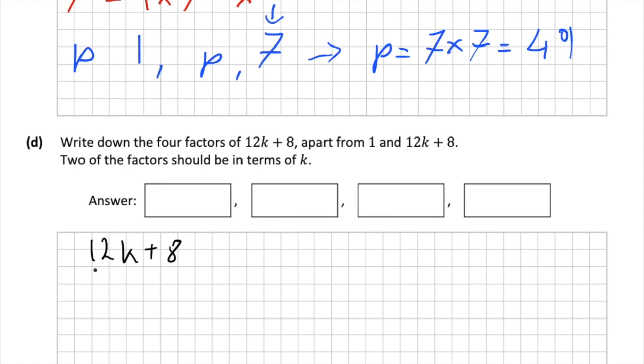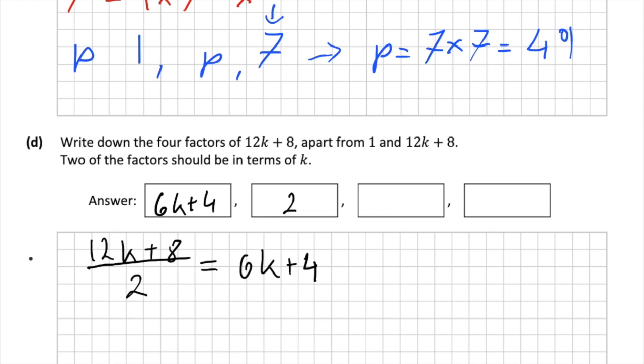The first number that divides both 12k and 8 is 2. Divide both terms by 2, so we end up with 6k plus 4. So we can answer that 6k plus 4 and 2 are factors of 12k plus 8.